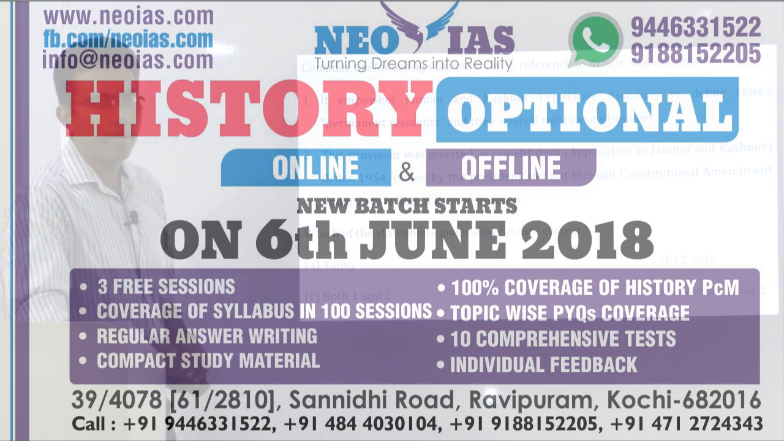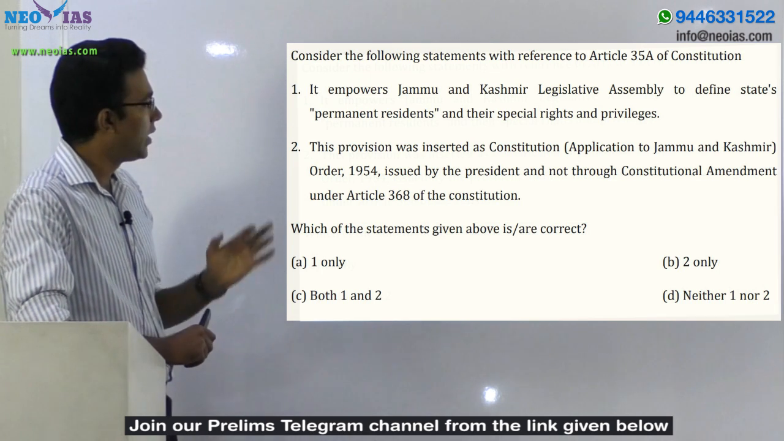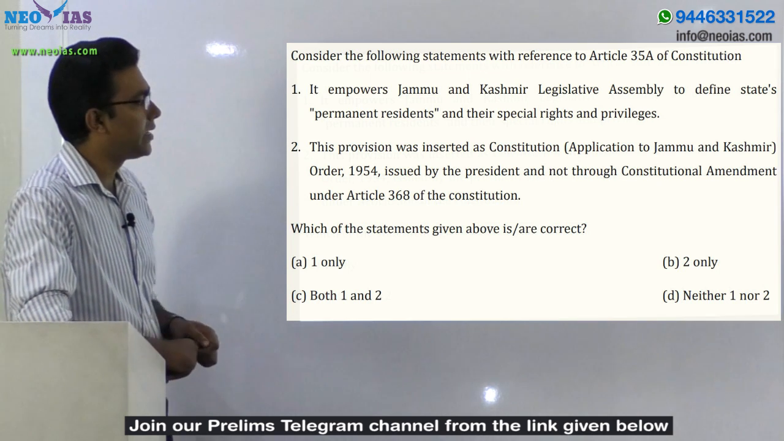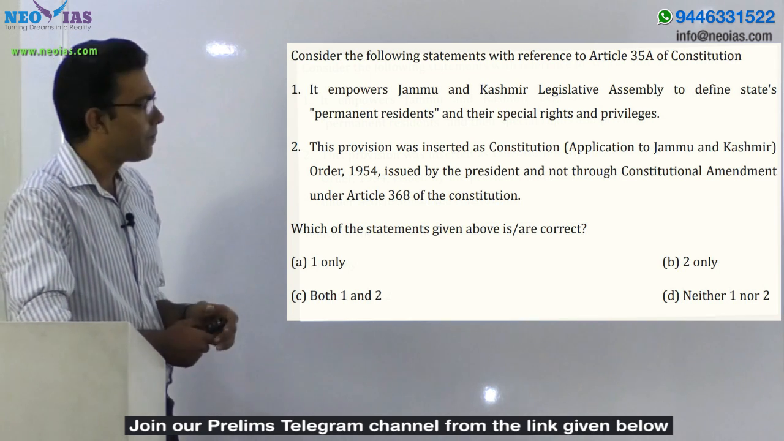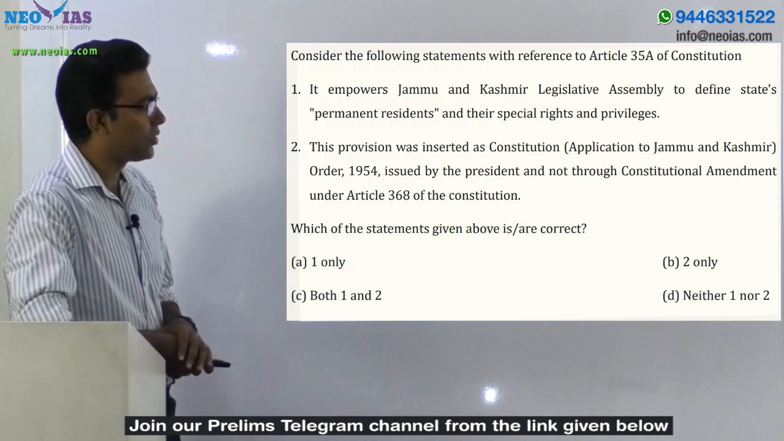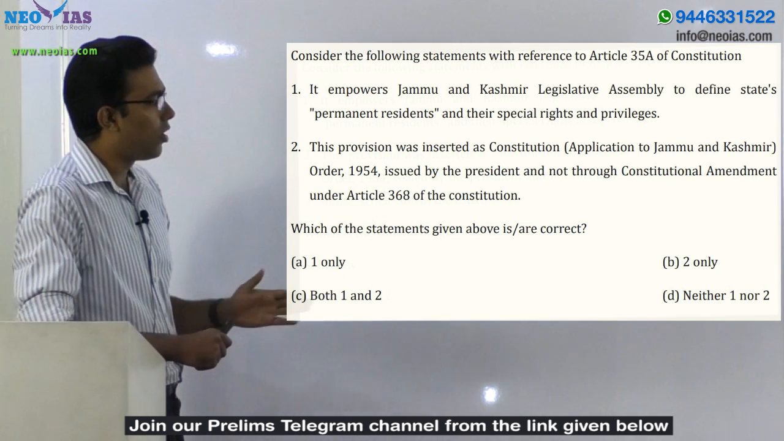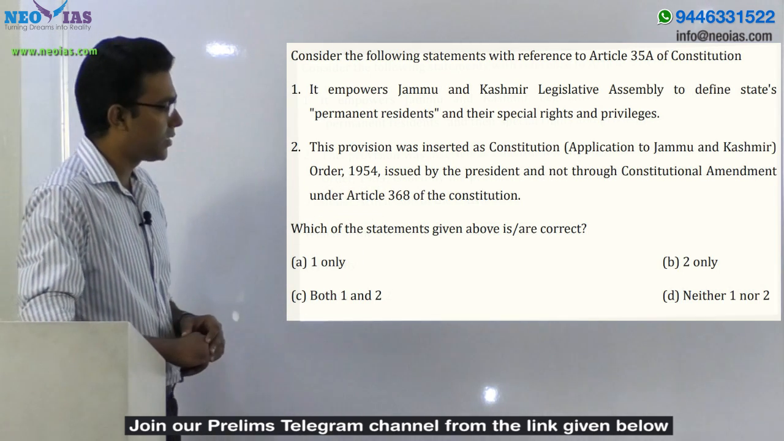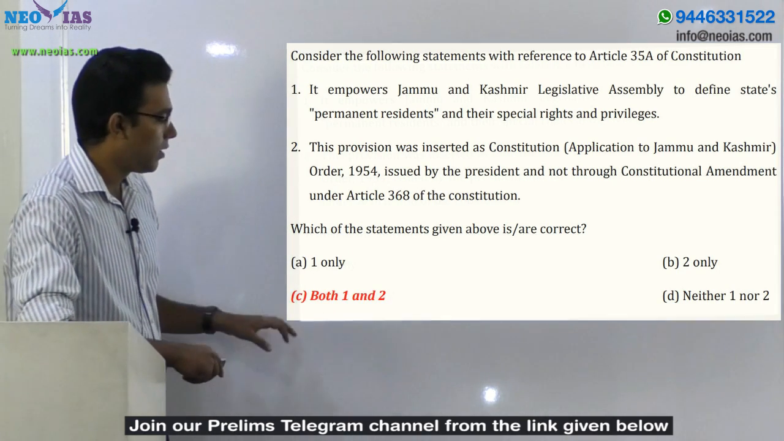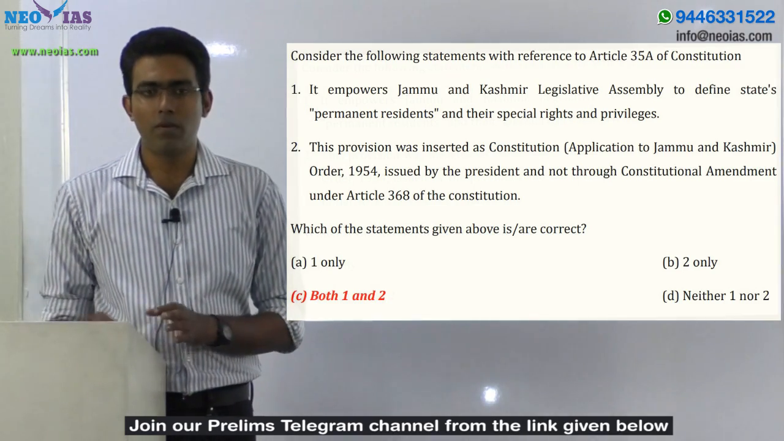So now coming back to the question, consider the following statements with reference to Article 35A of our constitution. It empowers Jammu and Kashmir Legislative Assembly to define states' permanent residents and their special rights and privileges. Yes, that is correct. Second one, this provision was inserted as Constitution Application to Jammu and Kashmir Order 1954 issued by the President and not through constitutional amendment under Article 368 of our Constitution. Again, that is also correct, which means that the answer has to be C, both 1 and 2. So this is one of the most important parts. Please revise it.